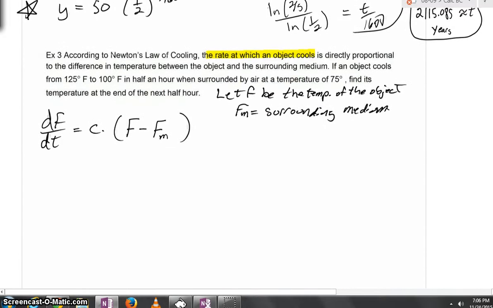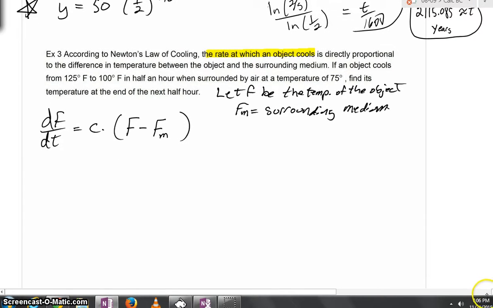Let's move on to Newton's law of cooling, our final example of the day. According to Newton's law of cooling, the rate at which an object cools is directly proportional to the difference in temperature between the object and the surrounding medium. Let's let F be the temperature of an object. And the medium might be the room temperature. We'll have F sub m would be that temperature of the surrounding area, the surrounding medium.